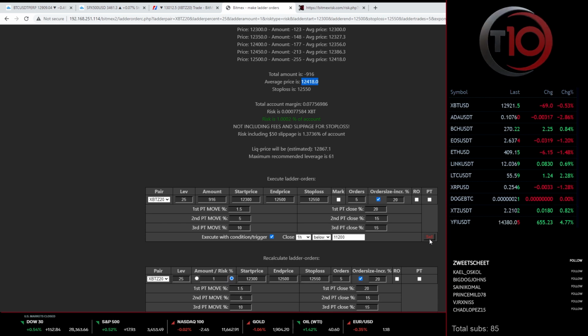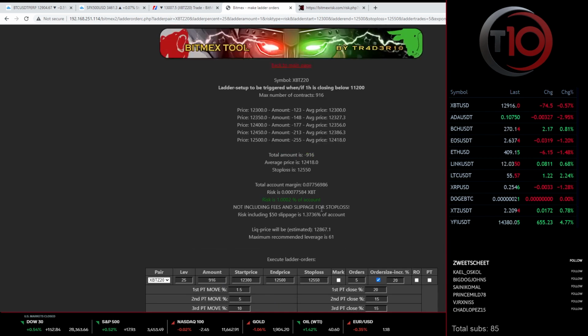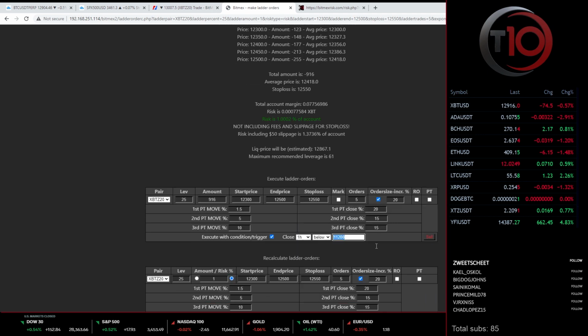But this one will do. This tool has a helper process running in the background, and it will wait for the 1 hour candle to close below 11.2, and then it will send this setup to the exchange. It's valid then because we are already down below the entries, so I can send the short orders and the stop loss at the same time. So then it will work.